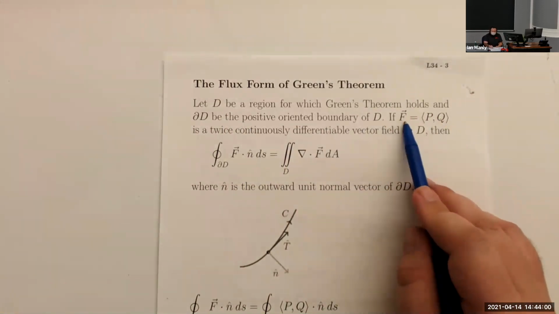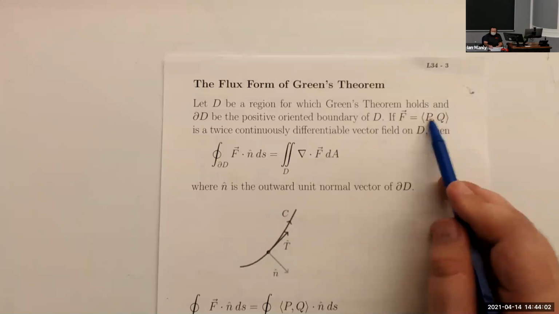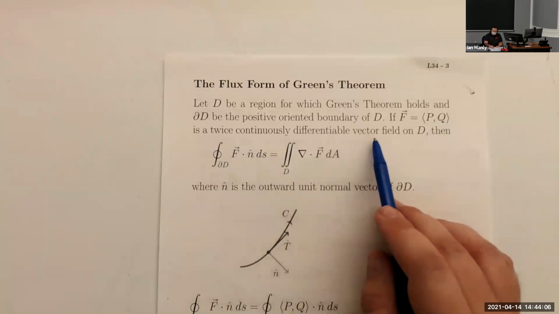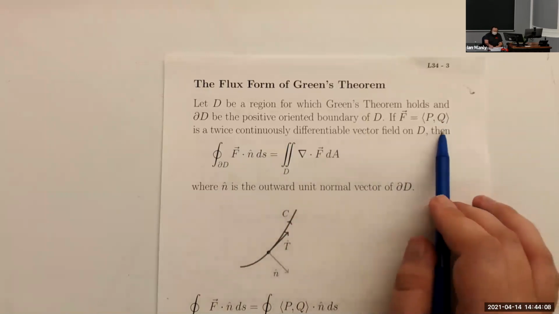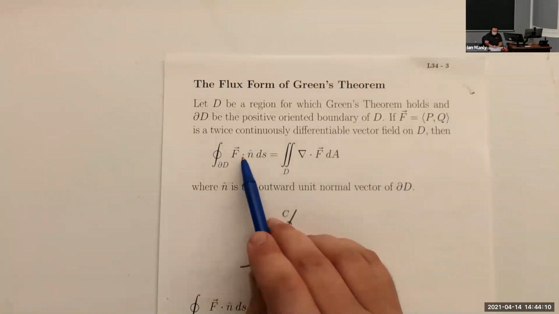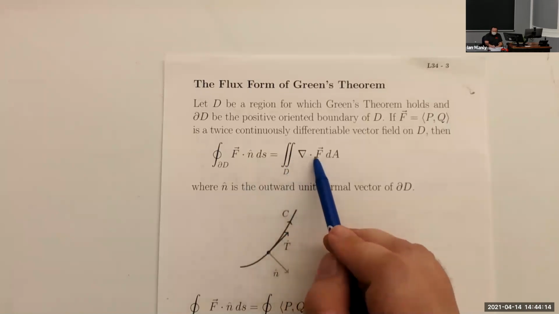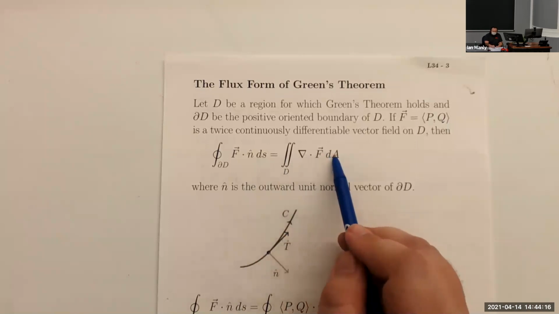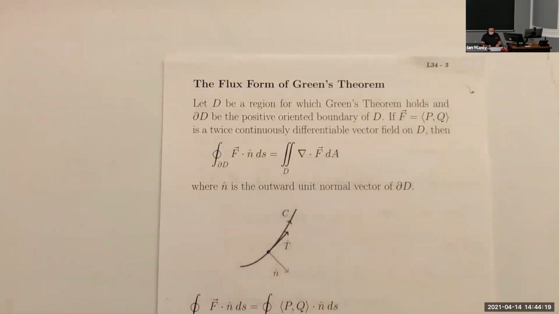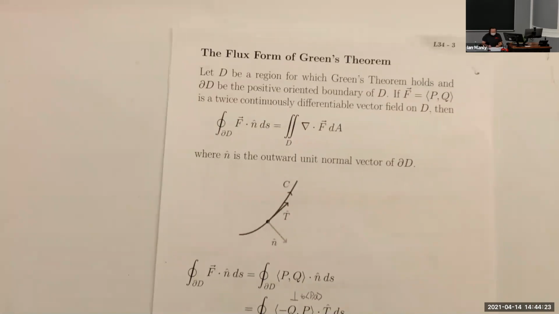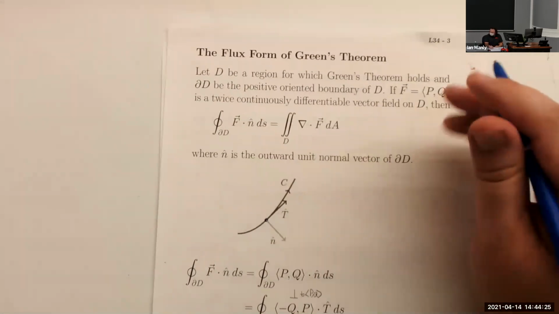If F is (P, Q), so we're back to a two-dimensional vector field, and it's a twice continuously differentiable vector field on D, then the integral of F dot N ds is going to be the double integral of the divergence dA right here. Okay, so let's see why this is. This seems a little bit weird. So here's our picture.